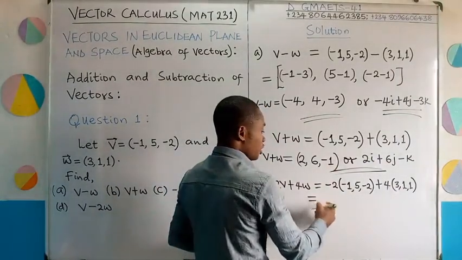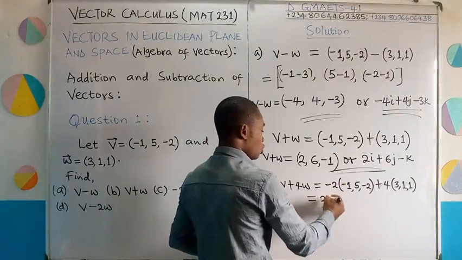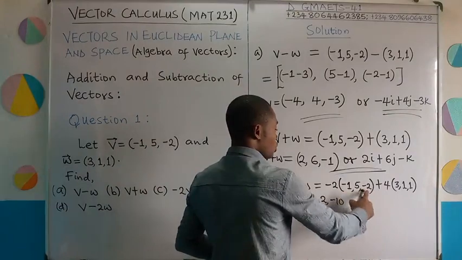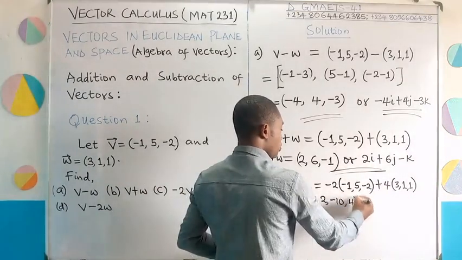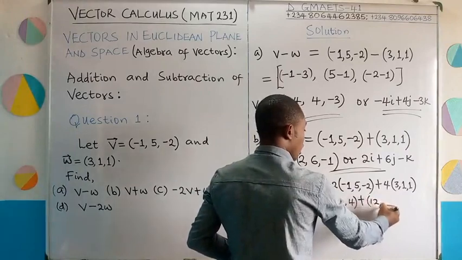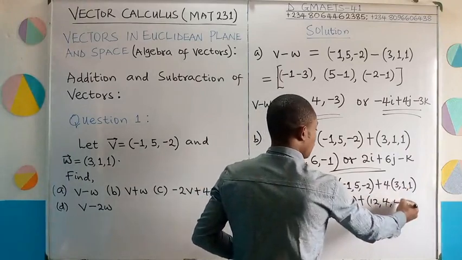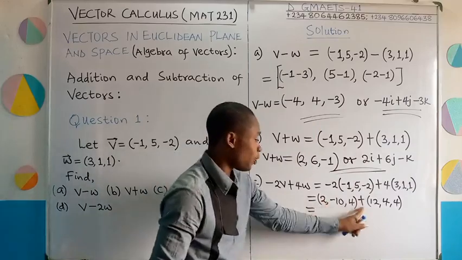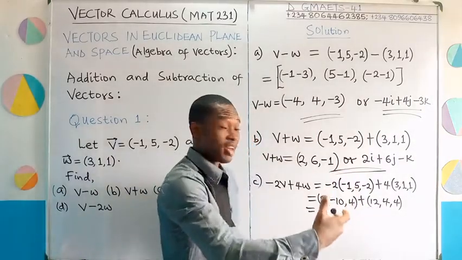If you do that, this is going to give us minus 2 times 1, which gives us minus 2, minus 2 times 5 will give us minus 10, minus 2 times minus 2 will give us plus 4, that's positive 4. Add up 4 times 3 will give us 12, then 4, because 4 times 1 and then times 1. If you add up this, 2 plus 12, you're now going in terms of like terms.